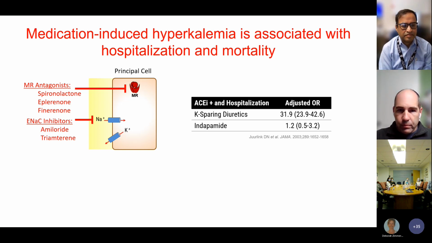The other studies by David Gerlink that I want to highlight is the risk of using an MR antagonist with other drugs. So if you use an ACE inhibitor with a potassium-sparing diuretic, so this includes amiloride, triamterene, or any of the MR antagonists, your risk of hyperkalemia hospitalization is dramatically increased. So take this into account, all of our patients are in this category. So this increases the risk tremendously. And finerenone was not around when he did this study.